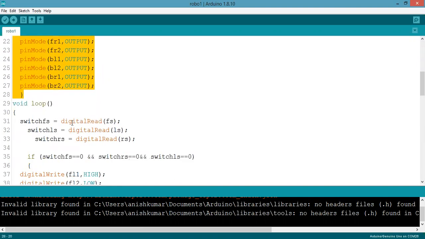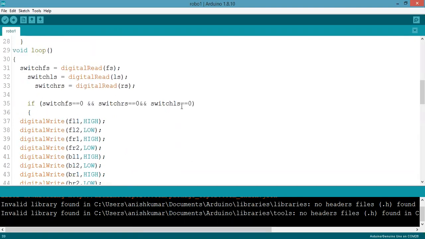First, it will retrieve the digital value from the front sensor, left sensor and right sensor, and store it in this variable. I am using digital read, so the value will be 0 or 1. Suppose there are no obstacles, so all the sensor values will be 0. It will read the values and store them in these variables, so the switch FS value is 0, switch LS value is 0, switch RS value is 0. Now I am writing the condition.